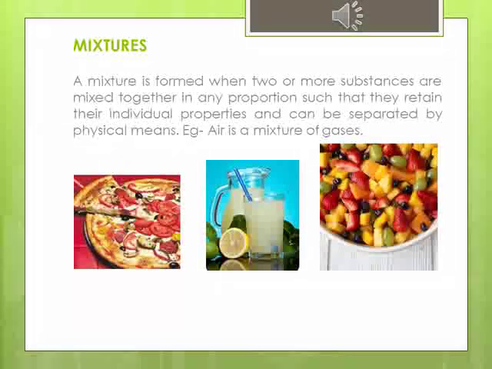Mixtures. A mixture is formed when two or more substances are mixed together in any proportion such that they retain their individual properties and can be separated by physical means. For example, air is a mixture of gases. In a mixture, the components can be in any number. Like air, we have many gases like oxygen, hydrogen, carbon dioxide, argon, water vapor, dust particles. All these components together make up the air, and they can be easily separated by simple physical means.